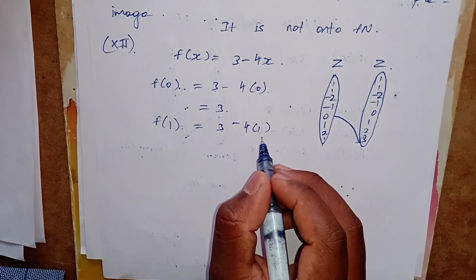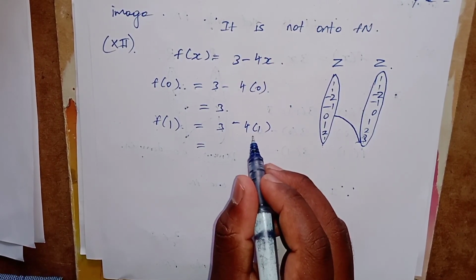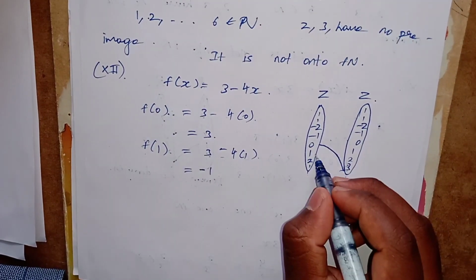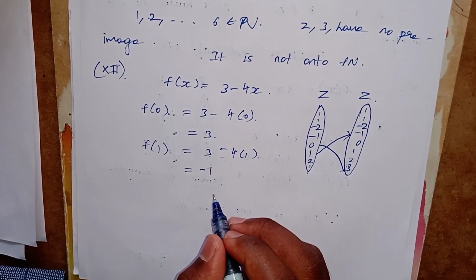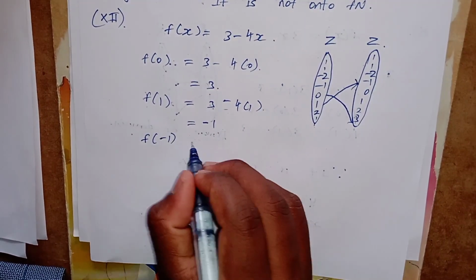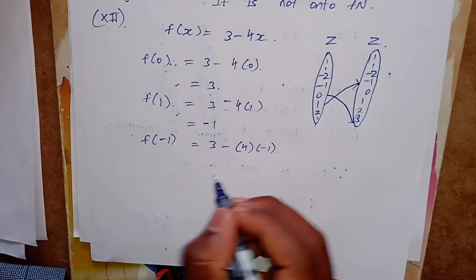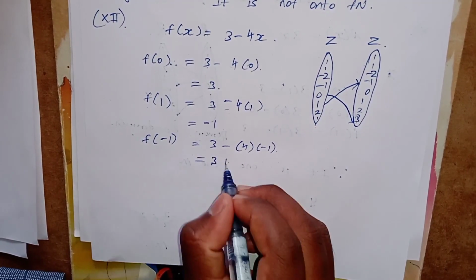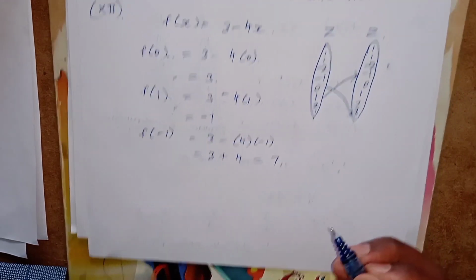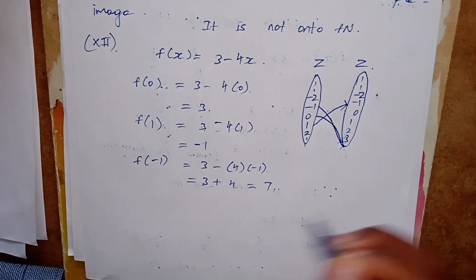4 ones are 4. Now you are subtracting, put the sign of the greater number. Here my greater number is 4, before 4 is minus, therefore minus 1. For 1, here minus 1 is the image. Next I am taking f of minus 1. Here 3 minus 4 into minus 1. Here minus into minus is plus. 4 ones are 4. 3 plus 4, I am getting 7. For pre-image minus 1, I am getting the image 7.